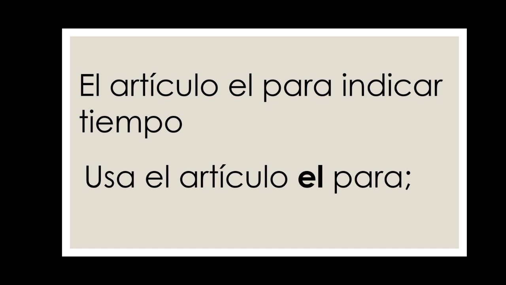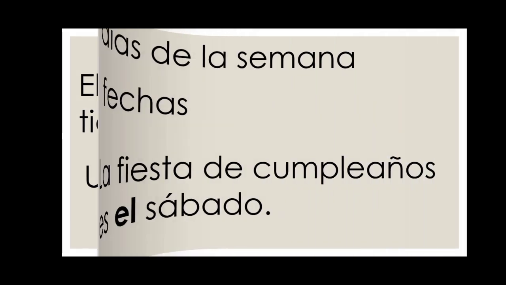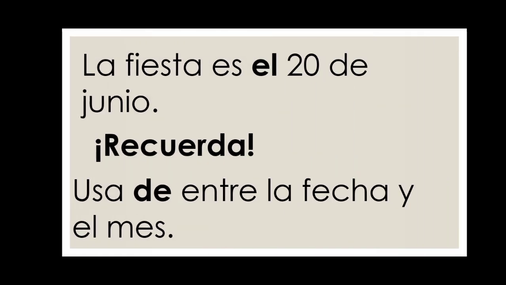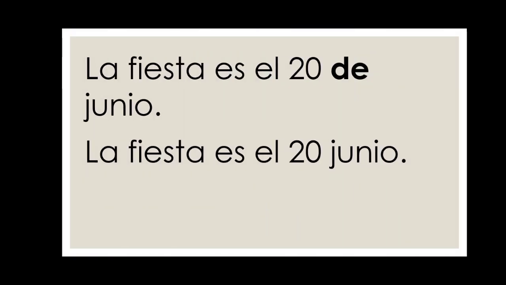El artículo el para indicar tiempo. So we use the article el to indicate the time. Días de la semana: before the days of the week and the dates we use el. El sábado, el domingo, el martes, el lunes. La fiesta de cumpleaños es el sábado. La fiesta es el 20 de junio. Remember, recuerda, usa de entre la fecha y el mes. So we use de between the date and the month. Like, la fiesta es el 20 de junio.